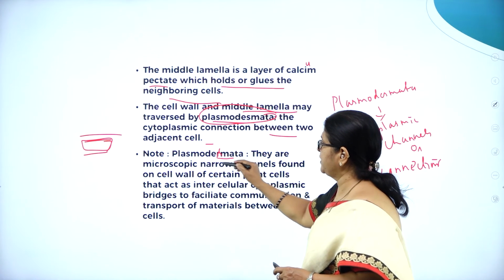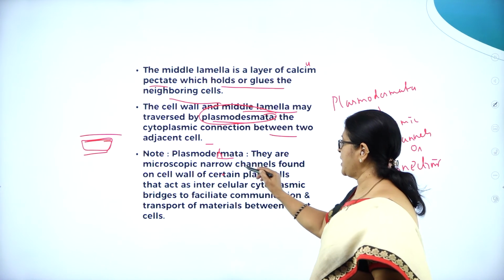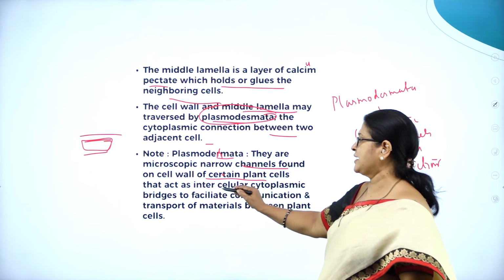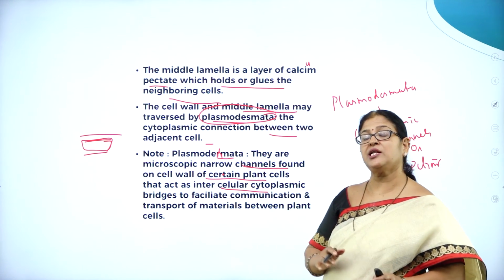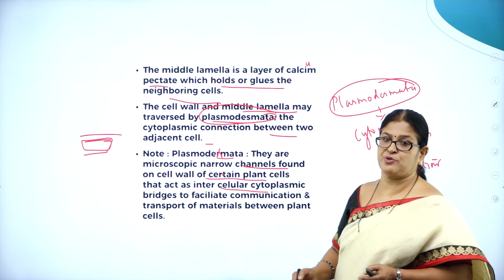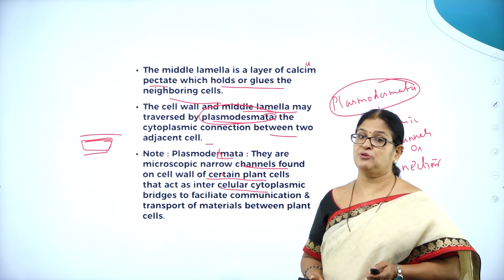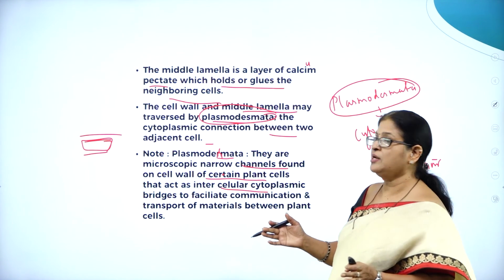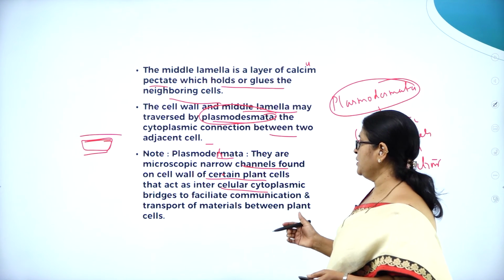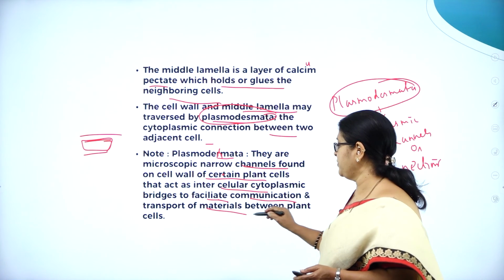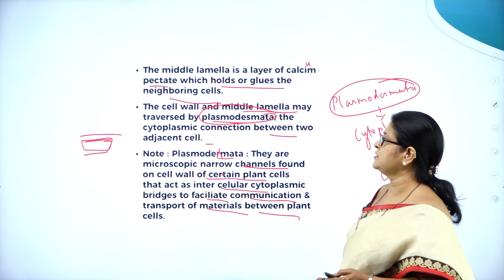So plasmodesmata, as I said, are microscopic narrow channels found in the cell wall of certain plant cells. One cell communicates with the neighboring cell with the help of plasmodesmata, hence they are called cytoplasmic channels. They bridge or facilitate communication and transport of materials between the plant cells.